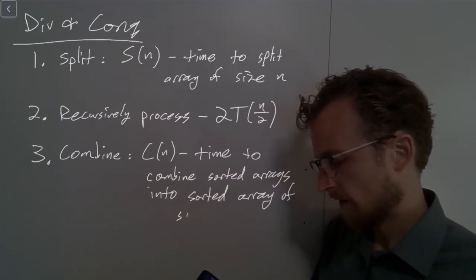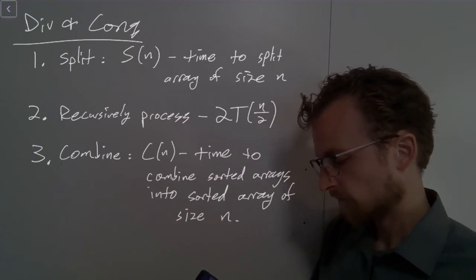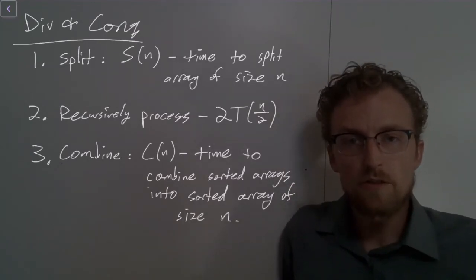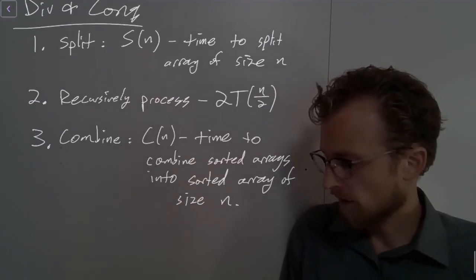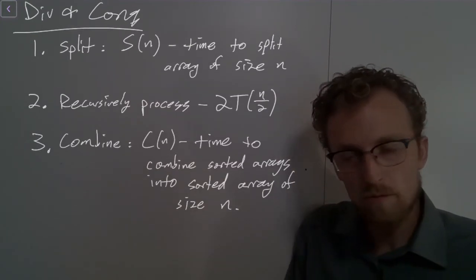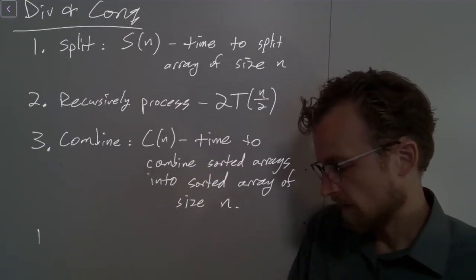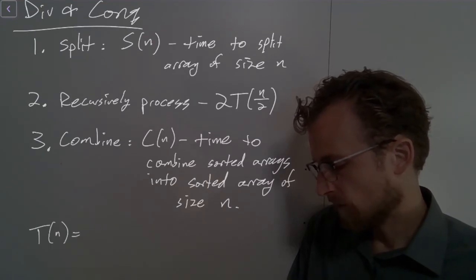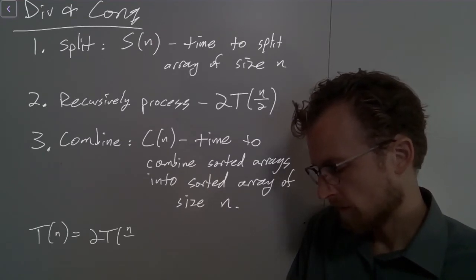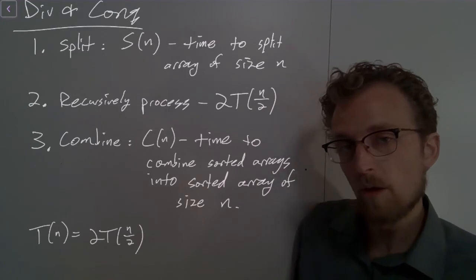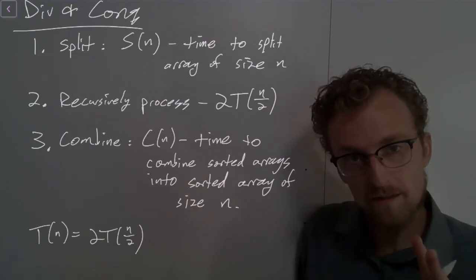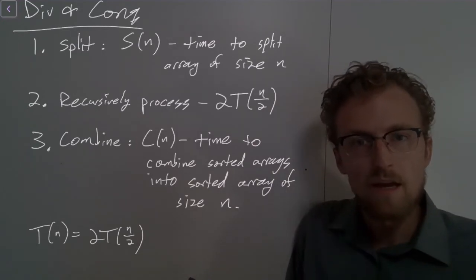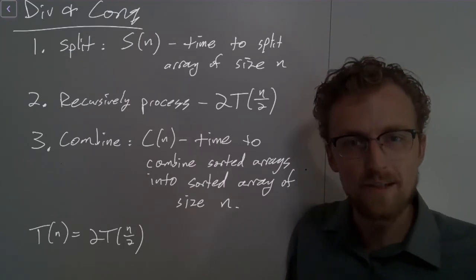Of size n. Okay, so now what's our T of n? Well, the divide and conquer recurrence relation says our T of n is equal to 2T of n over 2. Why 2T of n over 2? Because we're recursing twice. There are always 2 halves, and each of those halves is half the size of the original.